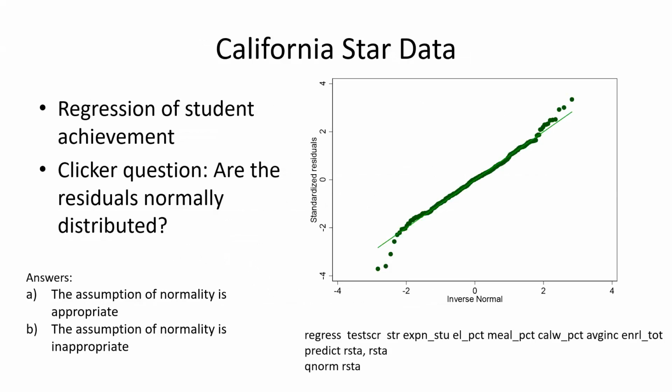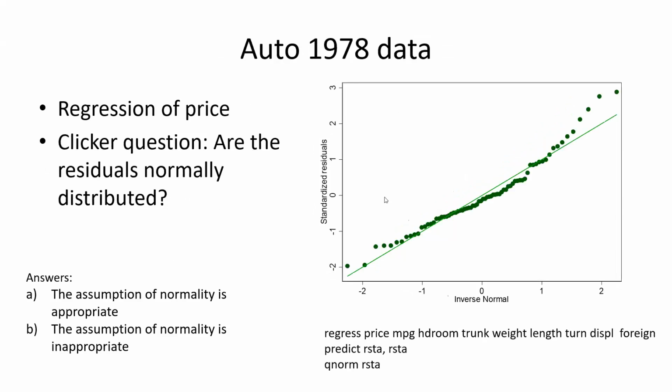So here I have another question. Regression of student achievement here: are the residuals normally distributed? Yes or no? I'll leave you to answer that question. Here is another one. Normally distributed or not? Again, I leave you to answer this question.